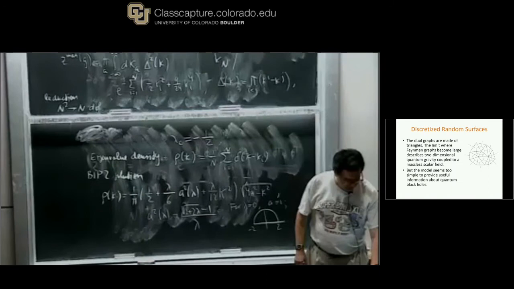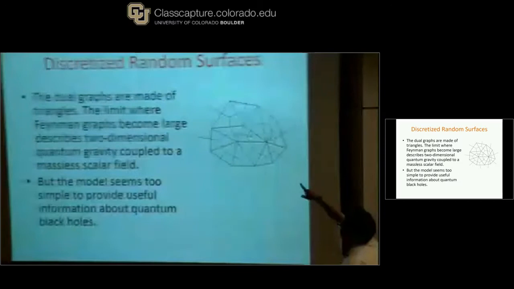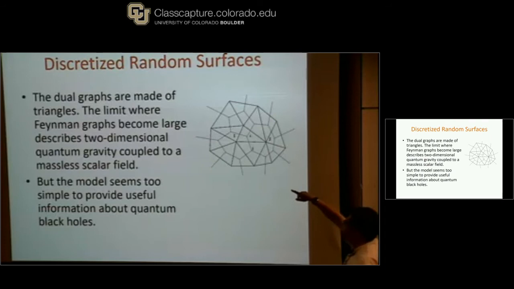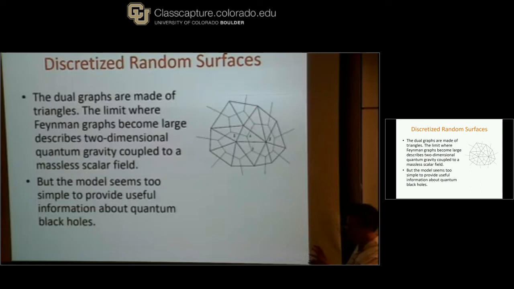So now, in that case, we had these discretized random surfaces, but embedded in one dimension. For example, if you think about these dashed lines, they're just the Feynman graphs of phi cube theory. And think about the so-called dual lattice. The dual lattice is where you take the Feynman graph and just put a point at the center of each face and connect them up. And then you see that you get a lattice made out of triangles. And this is exactly what this discretized quantum gravity is.